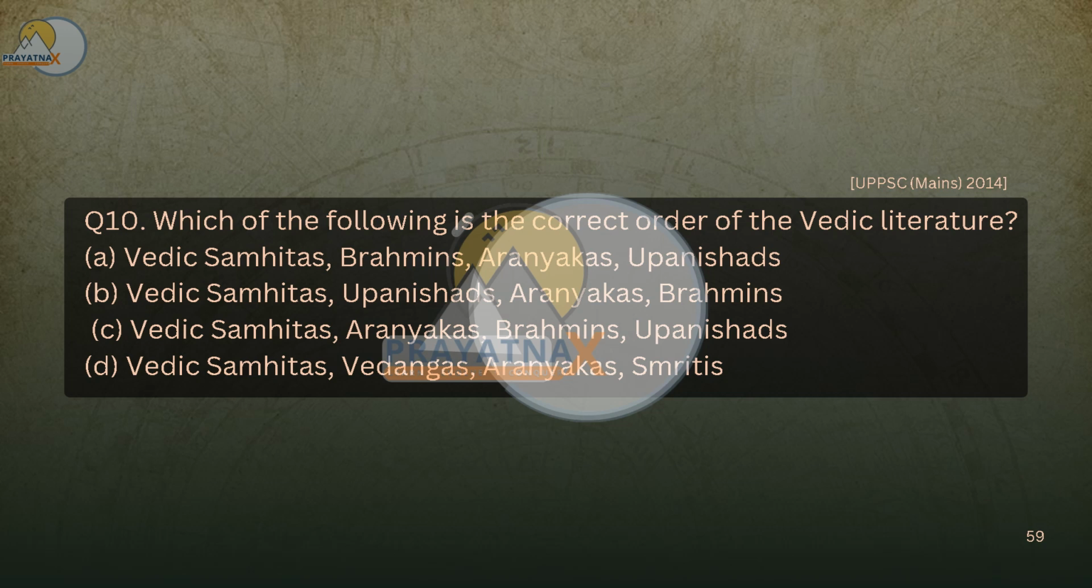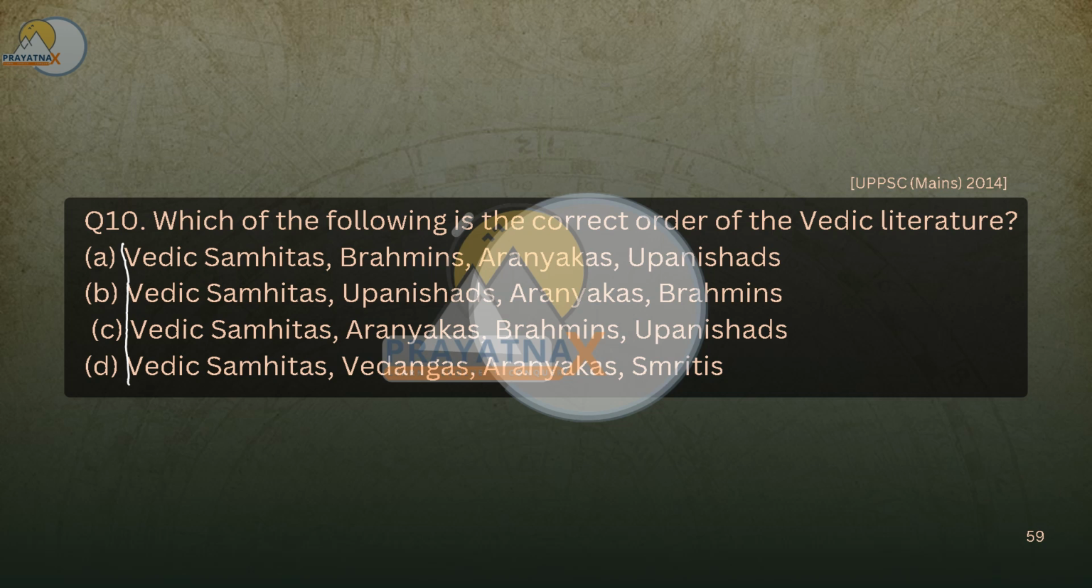Which of the following is the correct order of the Vedic literature? Now this is also simple. Look at the options: A. Vedic Samhitas, Brahmanas, Aranyakas, Upanishads. B. Vedic Samhitas... You will see that in all of the options, the first one is the same. If you look at the order and what these texts mean, it is very easy to decipher.